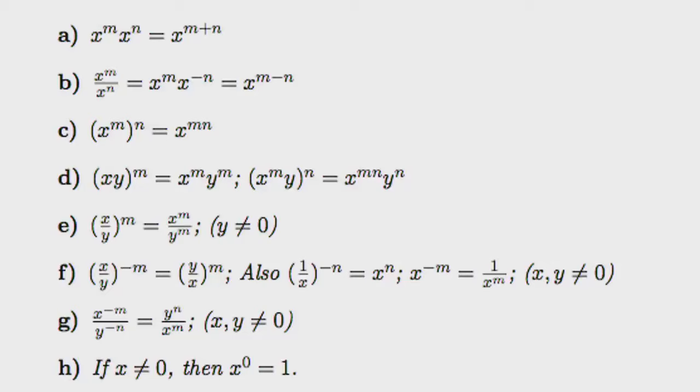The E is similar to D, only in this case you have division, that a power of a quotient, a power of x divided by y, is the same as the quotient of the powers. Of course, we can only do that provided that y is not equal to 0, because we don't divide by 0, and therefore it will not make sense.